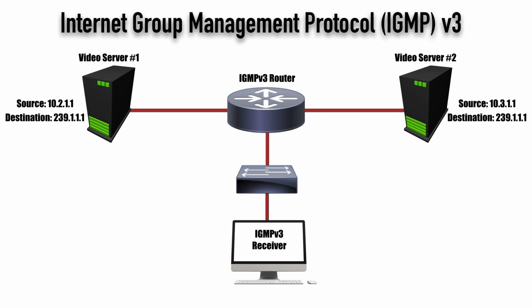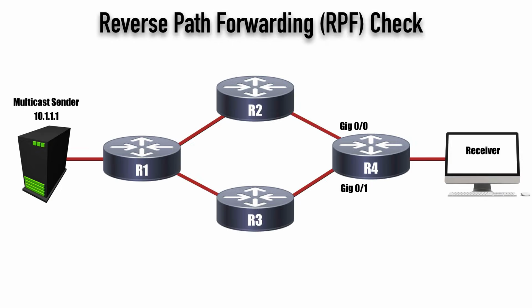And one of the interesting characteristics of multicast is the way that initially multicast traffic might flood throughout the network, going out of all router interfaces that are configured for multicast. We're going to talk a little bit later in this video about exactly how that happens and how we can prevent that from happening.